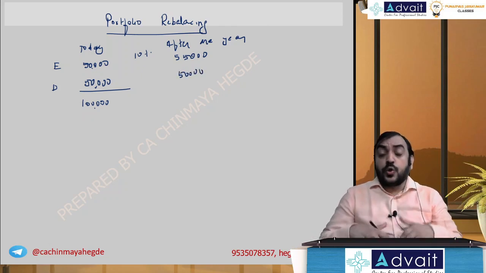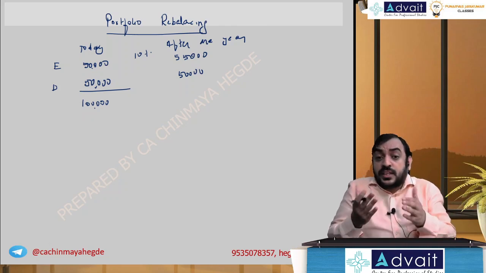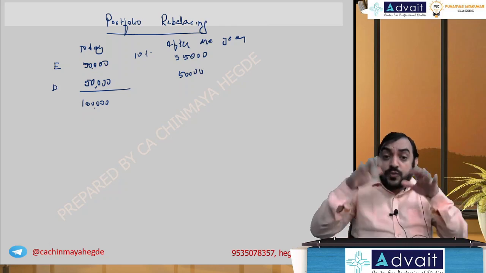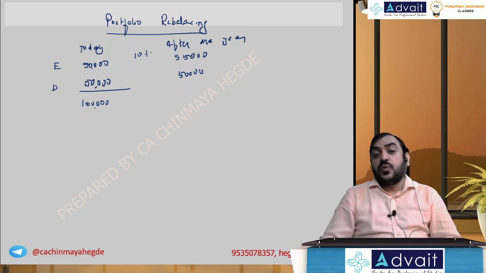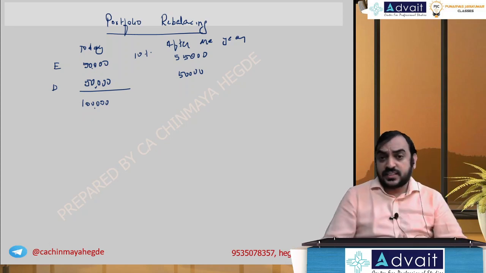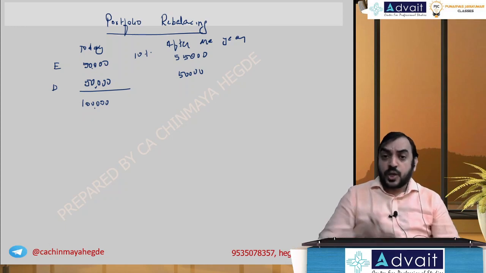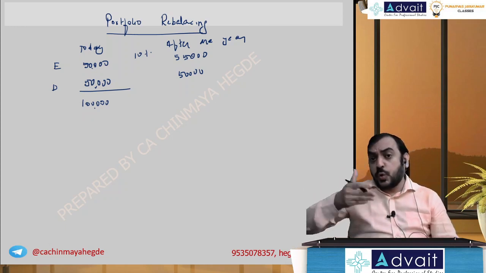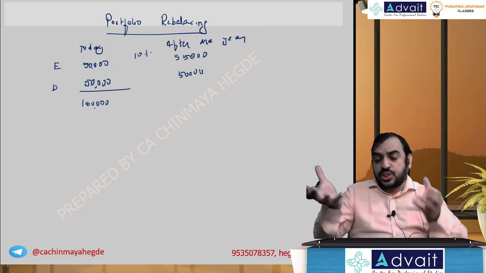Now I want to rebalance. What do you mean by rebalancing? I want to realign. I want to have the same equal ratio now. Because of the market, I invested in a certain proportion. Now when the market price changes over a period of time, the weights will change.